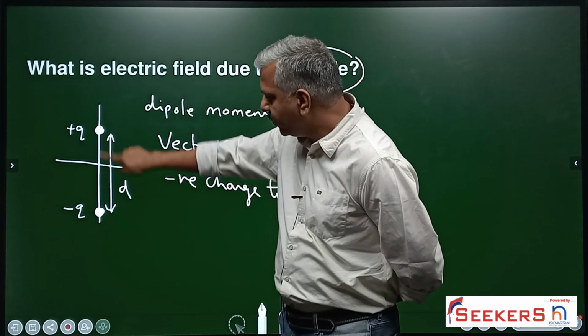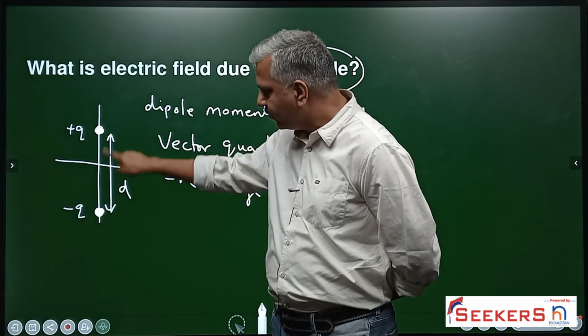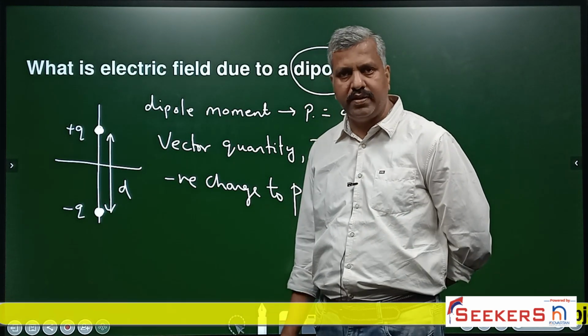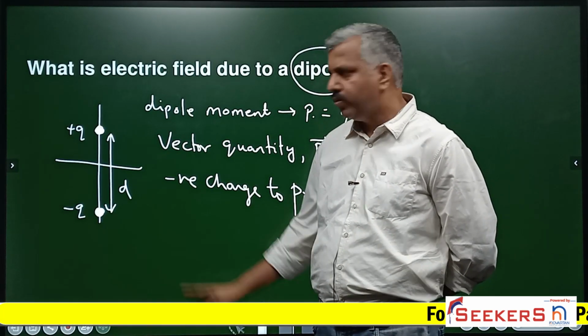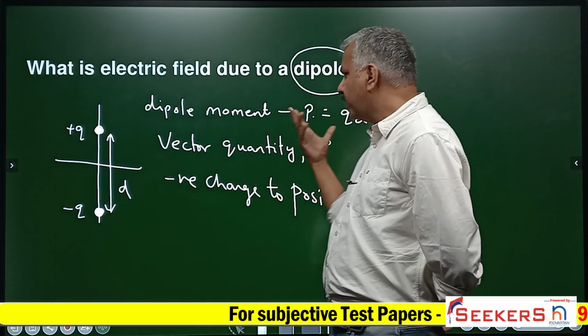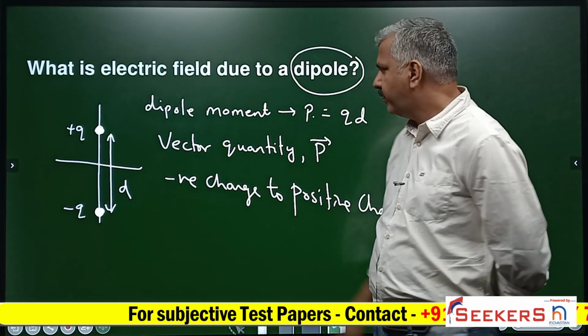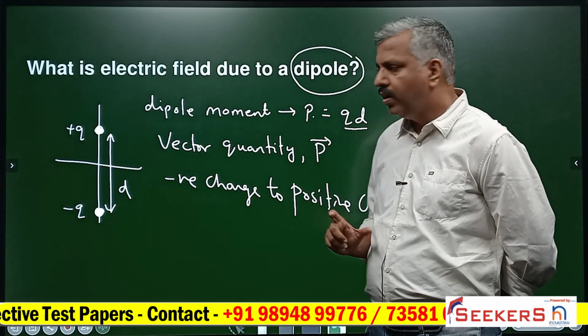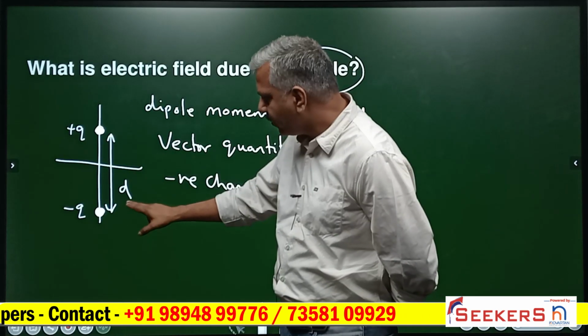So I have a positive charge here, a negative charge here, separated by a small distance d. So two equal and opposite charges separated by a distance d constitutes a dipole. So here we have a dipole. An electric dipole is given by its dipole moment, which is equal to the charge into the distance separating the two. Now here I have written the distance separating as d.